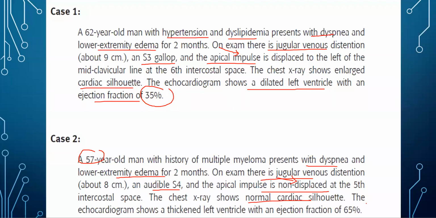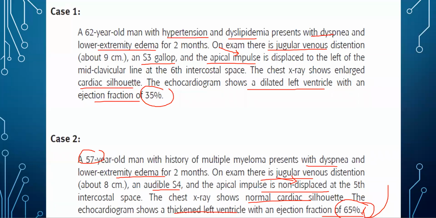There is normal cardiac silhouette. Echo shows a thickened left ventricle with an ejection fraction of 65%. Now, ejection fraction in this case is more than normal. Normally 45 to 55 is okay. 65% is even more than normal.